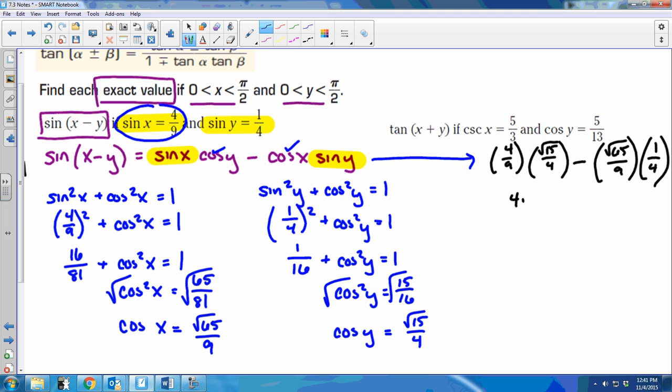So you have 4 square roots of 15/36. I'm not simplifying the 4 because we're going to make it one fraction in a second. Minus the square root of 65/36. And we'll just combine it. They already have a common denominator.